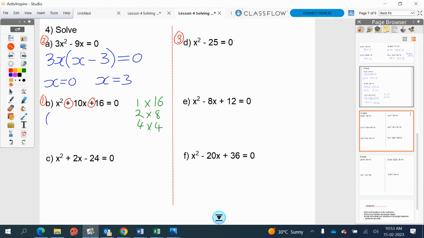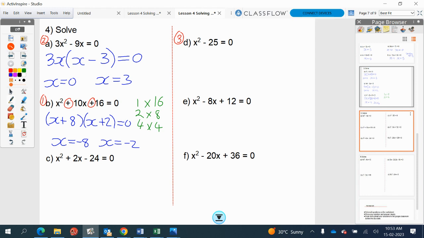So this means we have x plus something, x plus something equals 0. So now we're looking for a factor pair that add together to give 10. And we can see that it's going to be x plus 8, x plus 2, giving us the solutions x is equal to minus 8 and x is equal to minus 2. Let's do one more of that type.